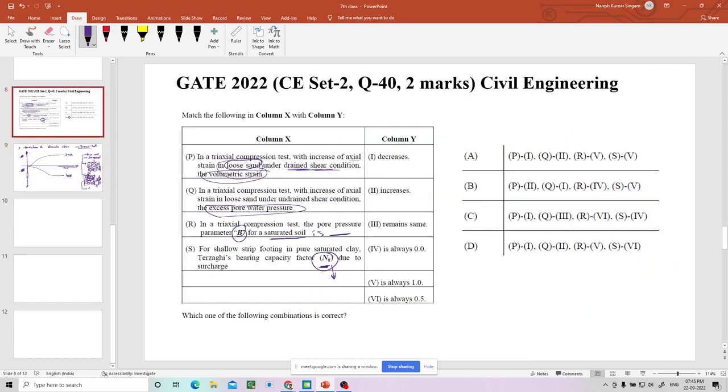Now let's see the options. For loose sand, the volumetric strain increases or decreases? It decreases. So let's go for this option, P1. And the second one: in a triaxial compression test with increase of axial strain in loose sand under undrained shear condition, the excess pore water pressure will be.